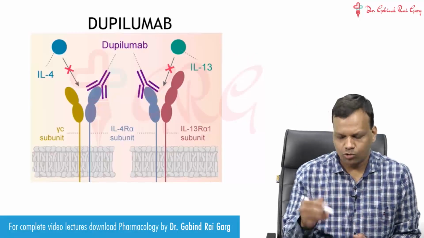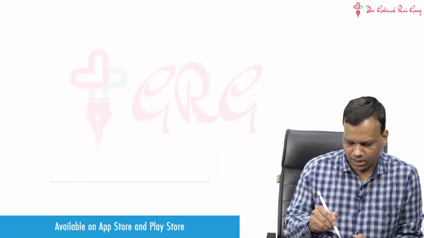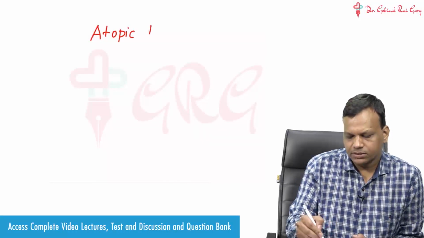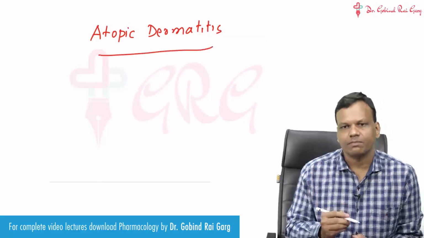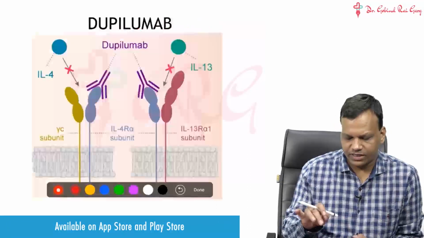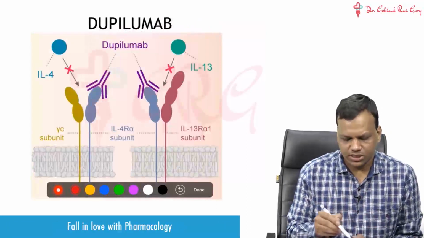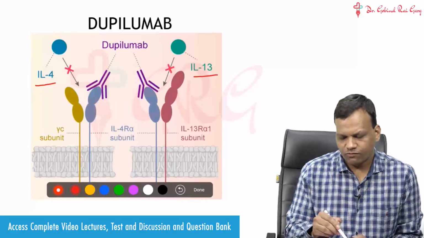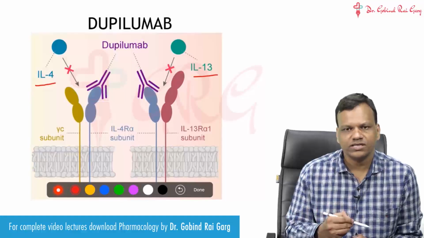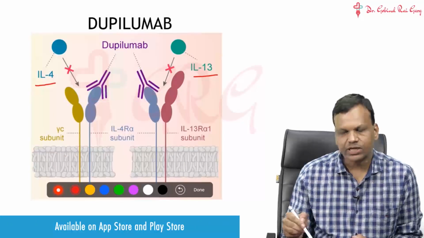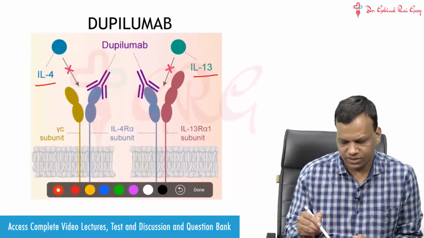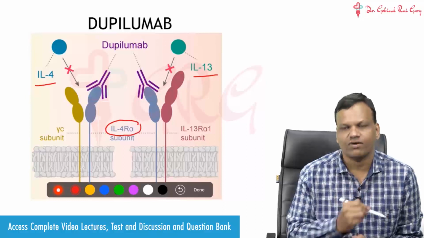Dupilumab. Now, Dupilumab was approved in a condition known as atopic dermatitis. First of all, what happens in atopic dermatitis is there is overactivity of these two interleukins, interleukin 4 and interleukin 13. Both interleukin 4 and interleukin 13 will bind to their receptors, interleukin 4 receptor and interleukin 13 receptor. But both these receptors have one common subunit, which is interleukin 4 receptor alpha.